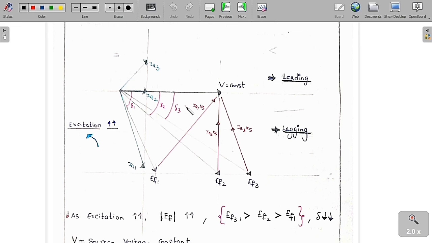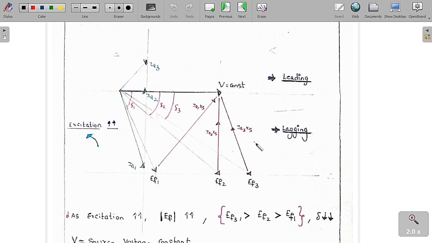As I've already told you, the mechanical power is equal to the load, which is a constant value. So what about the active power? It is constant, because with the excitation we can only change the EF value but not the P. So P is a constant. P is equal to mod V into mod EF by XS into sine delta. Mod V is a constant, EF is increasing, and XS is a constant. So P should be constant only when EF sine delta is constant. Therefore you can say clearly, EF1 sine delta 1 is equal to EF2 sine delta 2, which is equal to EF3 sine delta 3. You can see clearly from here, because P is equal to mod V into mod EF by XS into sine delta.